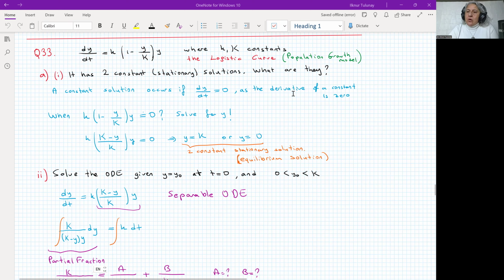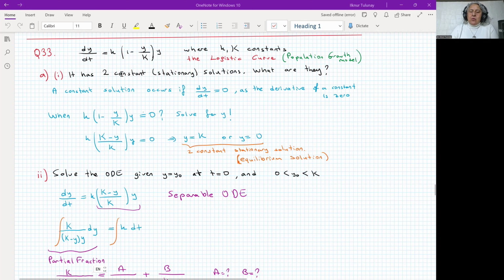In this question, we are going to solve an ordinary differential equation related to the logistic curve. Basically, this is a model for population growth. A general model. There are many other models, but this is the basic one. So this is a differential equation that we would like to solve. The little k and big K are some constants.